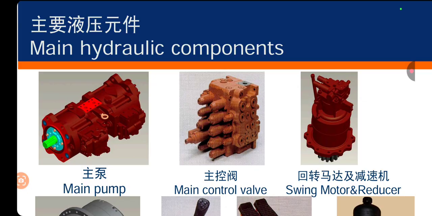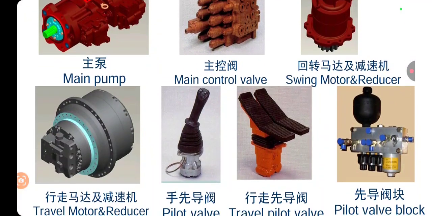What is the main function of swing machinery? It increases the torque and it reduces the speed. It has a planetary gear system within it. Okay, most of the time it is installed with a double planetary gear system. This is enough about it.